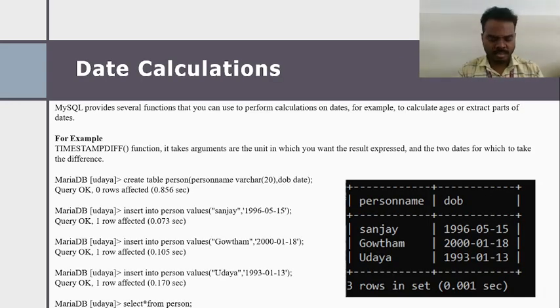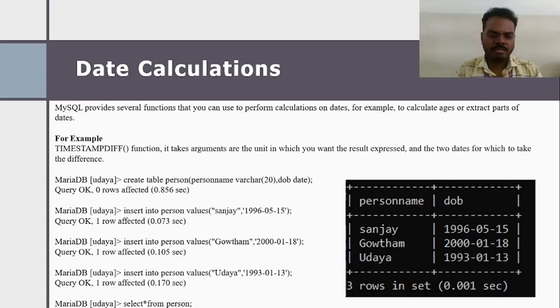The next important concept is date calculation. So what is date calculation? MySQL provides different kinds of functions to perform calculations on dates. Now I am going to calculate the age, that is, the difference from one date to another date. If you want to know the difference between two dates, you need to use the TIMESTAMPDIFF function. It will calculate the difference between two dates.